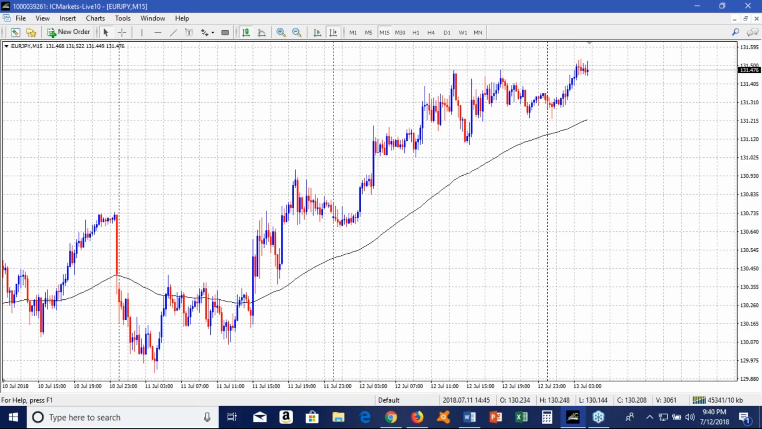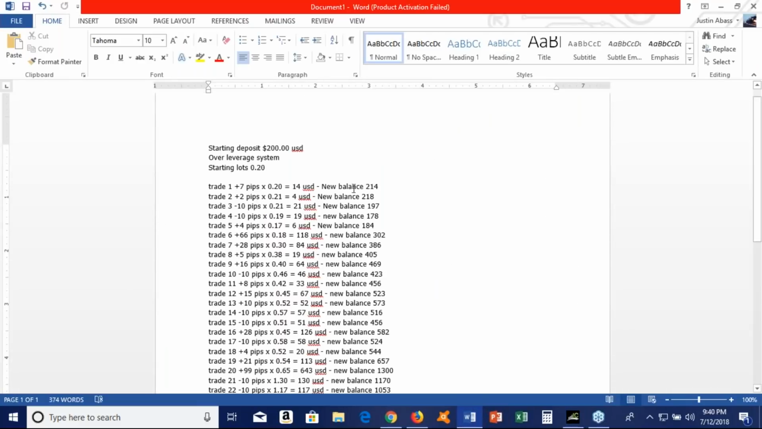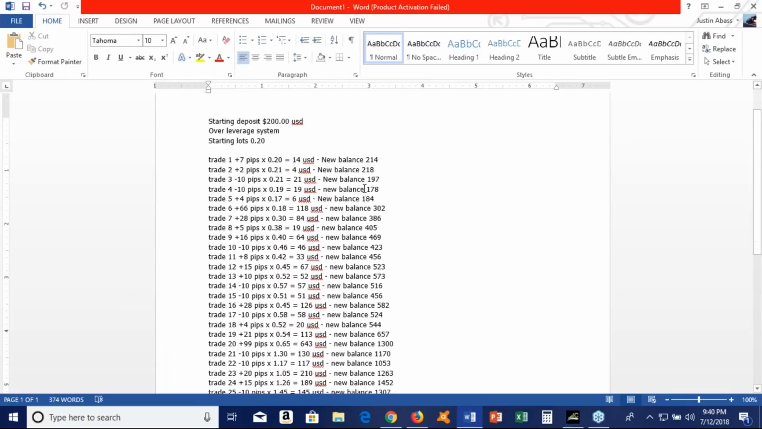I did a back test of Euro JPY, right? I hope you guys can see this. Can everybody just tell me if they're seeing this? Yep. Excellent. This was over the last 14 days for Euro JPY, and I did this probably about 2 or 3 days ago. It was just a back test showing the different trades taken, right?